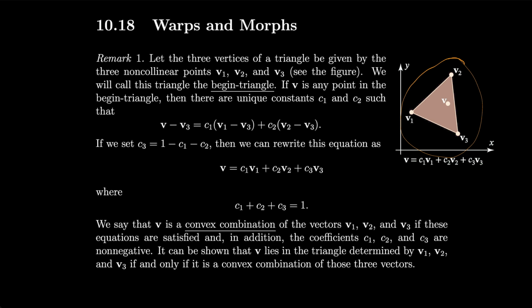So we'll warp the entire triangle, and we'll be able to rewrite the points inside of the new triangle. This is the begin triangle, the new one will be the end triangle, and we'll do that by taking advantage of this property. We say that v is a convex combination of the vectors v1, v2, and v3 if these equations are satisfied, and in addition, the coefficients c1, c2, and c3 are non-negative. It can be shown that v lies in the triangle determined by these v1, v2, v3 vertices if and only if it is a convex combination of those three vectors.